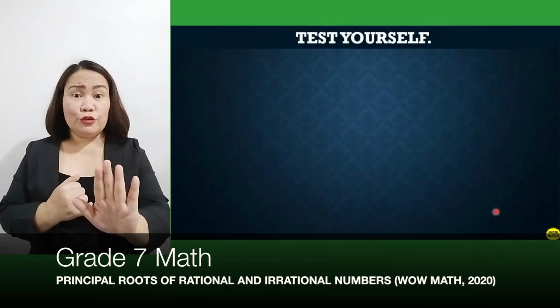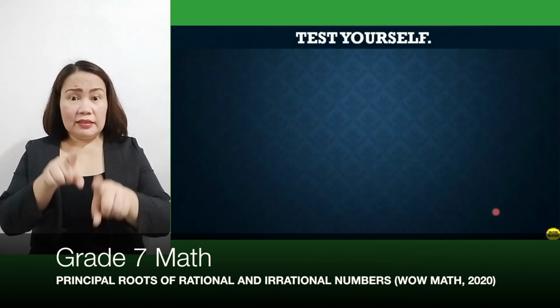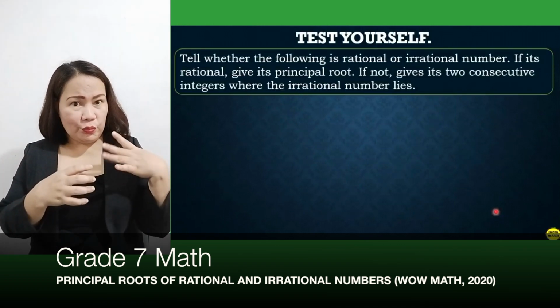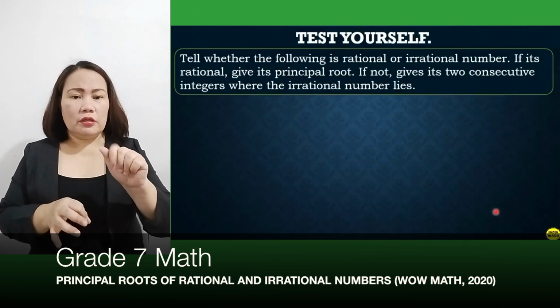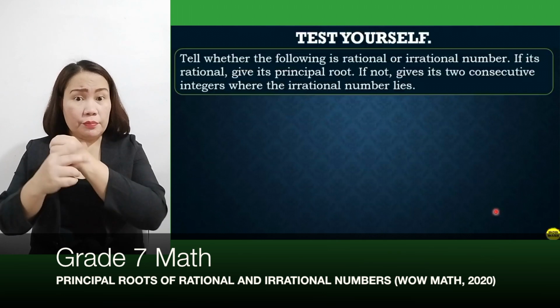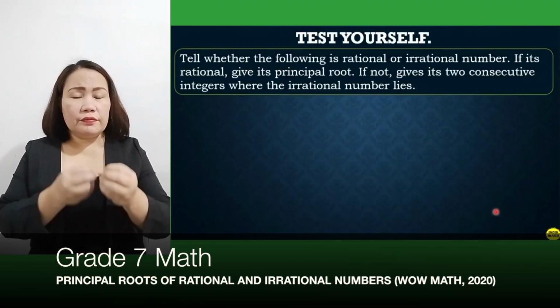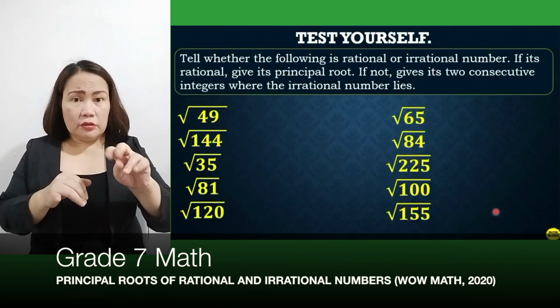Okay. It's your turn. You may test yourself. You may pause the video para hindi kaagad makita ang sagot. Okay, so tell whether the following is rational or irrational number. If it's rational, give its principal root, yung positive lang. If not, kung irrational naman siya, give its two consecutive integers where the irrational number lies. Okay, so I have here the given.